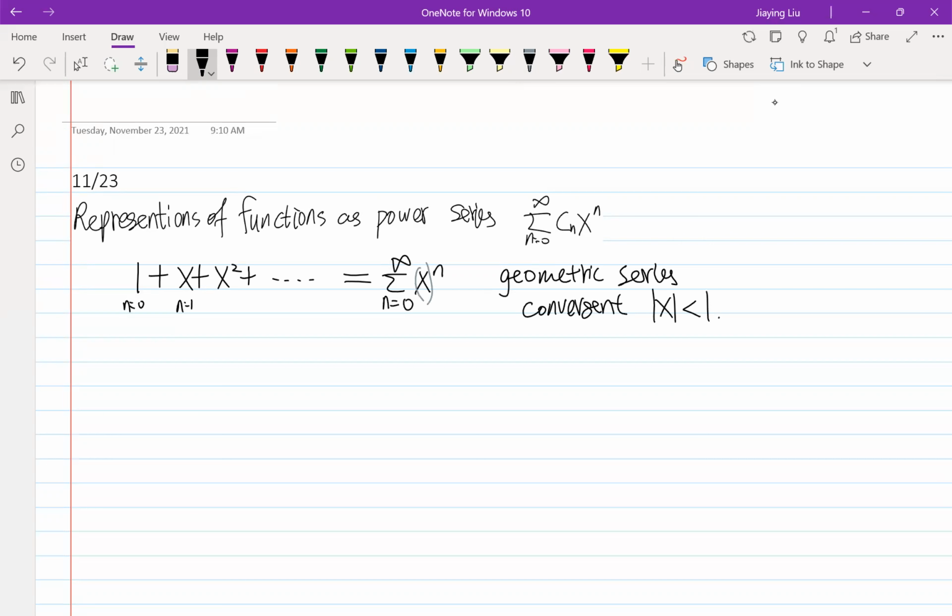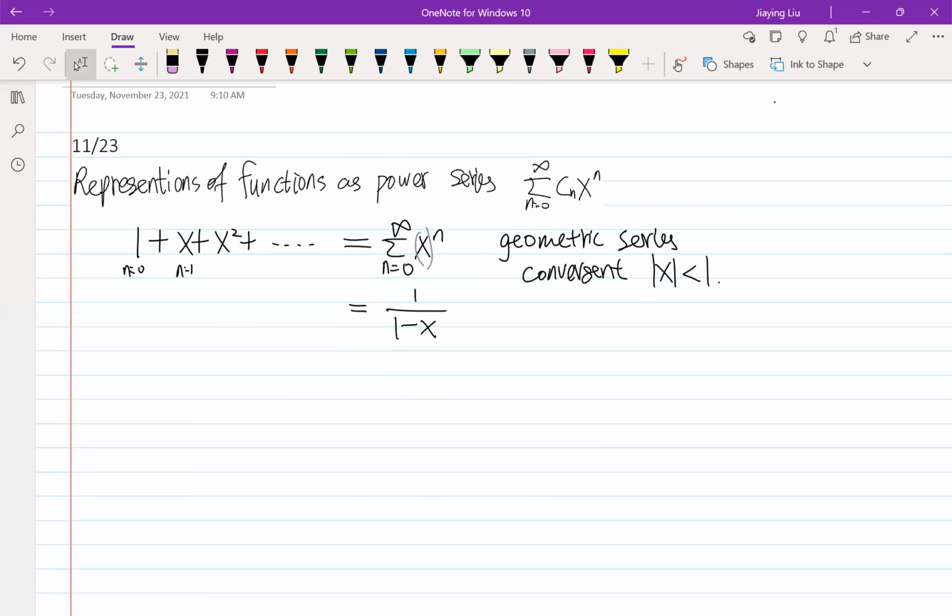Right. Now, since it's a geometric series, we can write down the sum formula for the case that's convergent. The sum formula is just the first term of the series, n equals 0, which is just 1 in the numerator, divided by 1 minus the ratio, which is x, so 1 minus x. So for a convergent geometric series, there are 3 representations. One is the expanded form, one is the sigma notation, and also the sum formula.